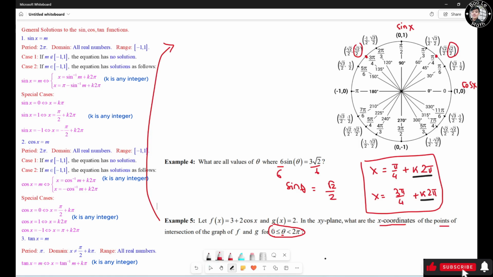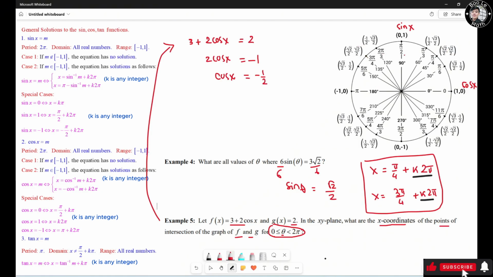So in order for this guy and this guy to intersect, you need to let this guy and this guy equal, right? So you need to write 3 plus 2 cosine of s equals 2. And you solve for s. So I have 2 cosine s equals negative 1, because I subtract 3 from both sides. And then I divide both sides by 2. So I have cosine of s equals negative 1/2.